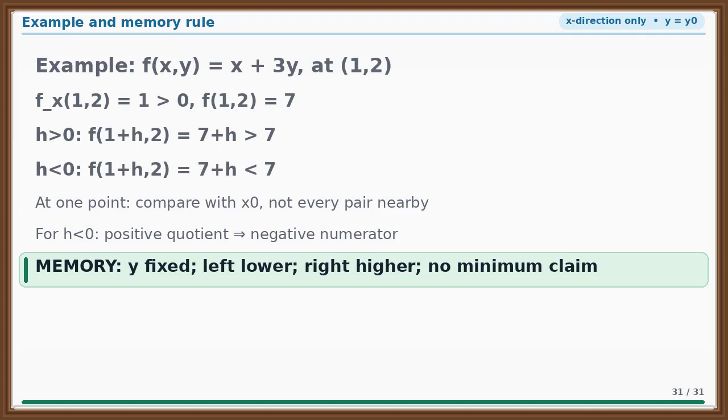Here is the complete memory line. Keep y fixed. A positive x partial derivative makes sufficiently close left values lower and right values higher relative to the central point. It describes a local rise along x only. It does not prove a minimum, and it makes no claim about other directions.